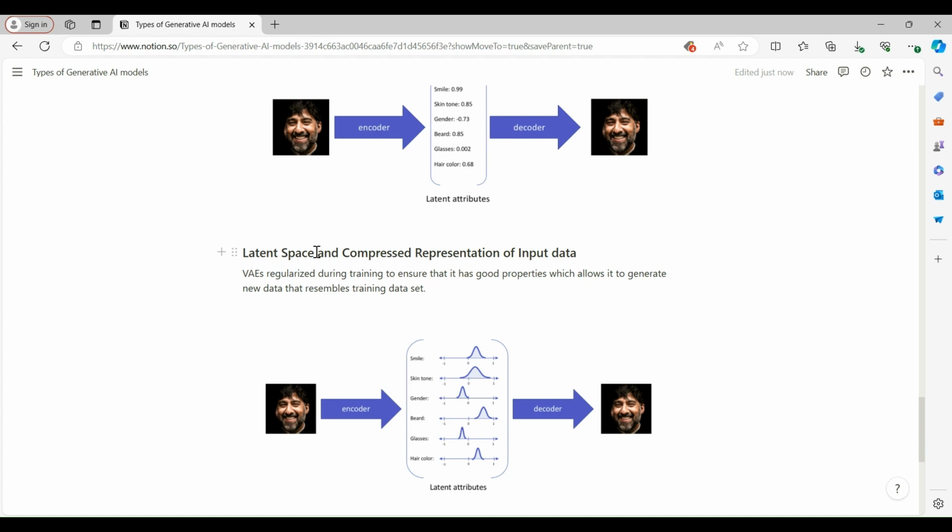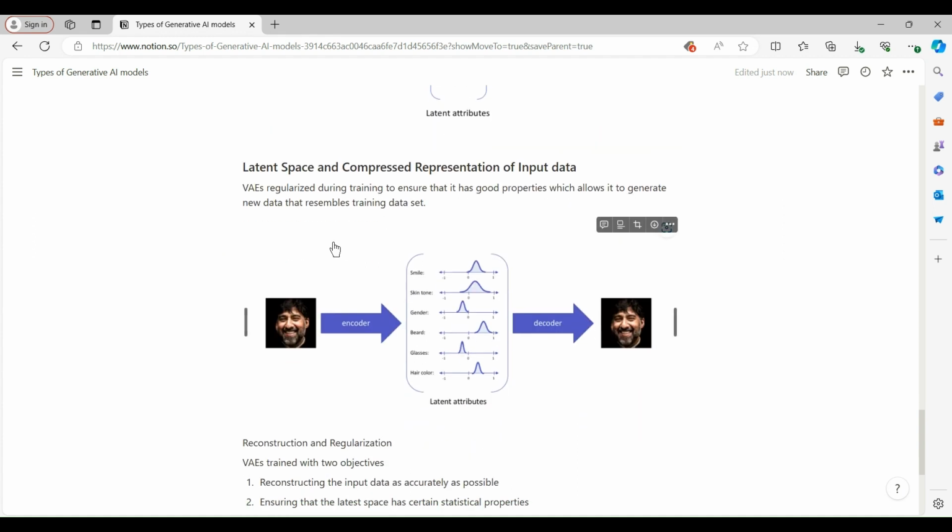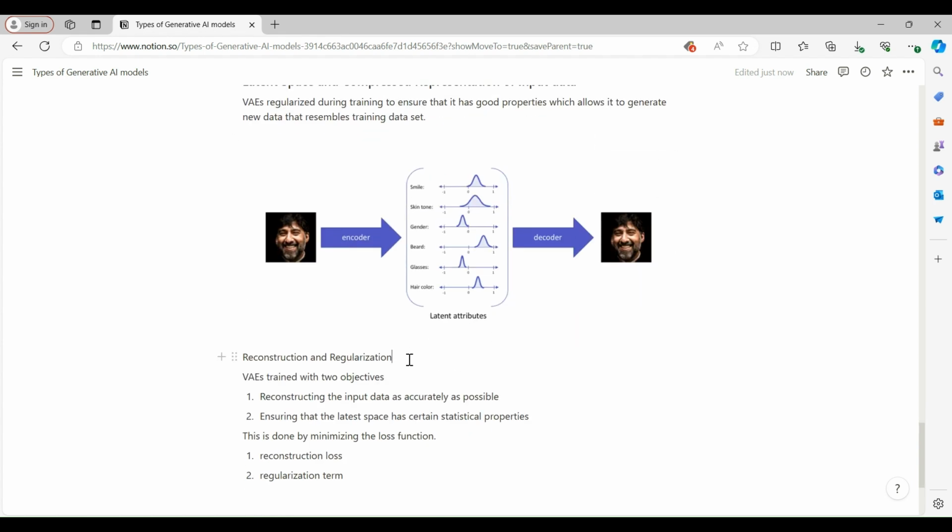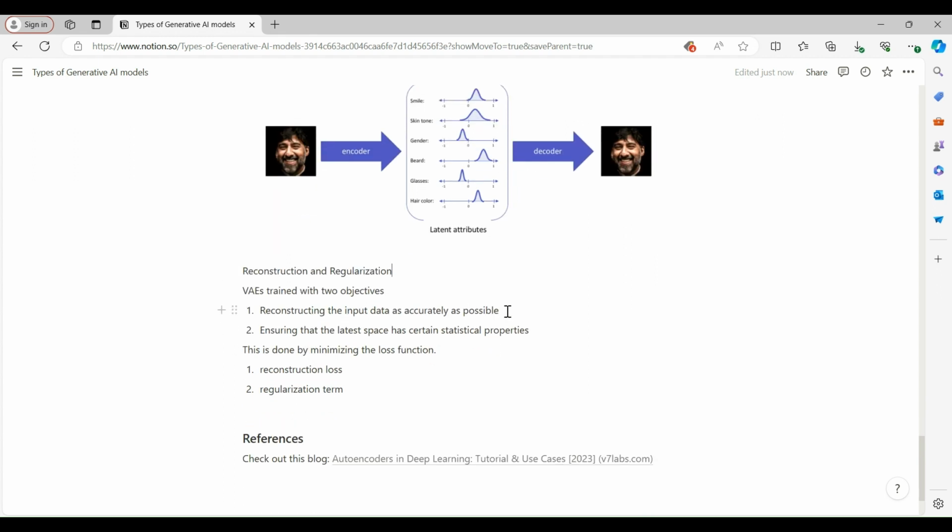So in this space, VAEs, variational autoencoders, are regularized during training to ensure that it has good properties, which allows generation of new data that resembles the training data. Then we have reconstruction and regularization. So these are trained with two objectives. One is reconstructing the input data as accurately as possible. Next is ensuring that the latent space has certain statistical properties.